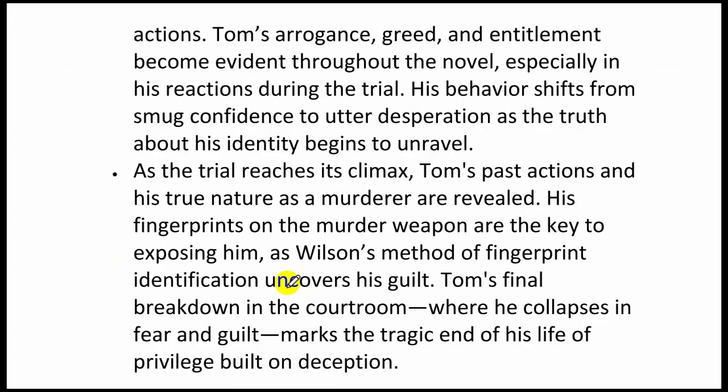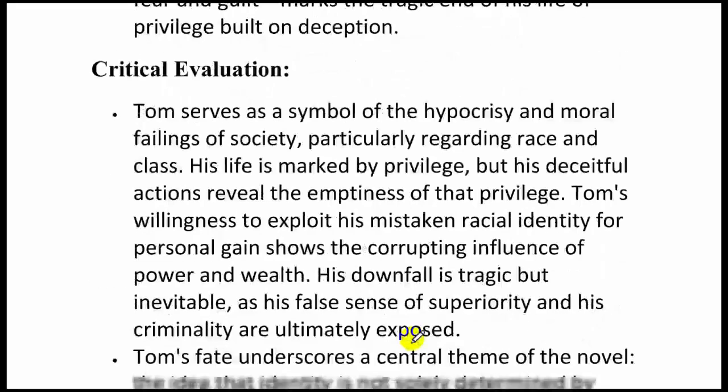His behavior shifts from smug confidence to utter desperation as the truth about his identity begins to unravel. As the trial reaches its climax, Tom's past actions and his true nature as a murderer are revealed. His fingerprints on the murder weapon are the key to exposing him, as Wilson's method of fingerprint identification uncovers his guilt. Tom's final breakdown in the courtroom, where he collapses in fear and guilt, marks the tragic end of his life of privilege built on deception.